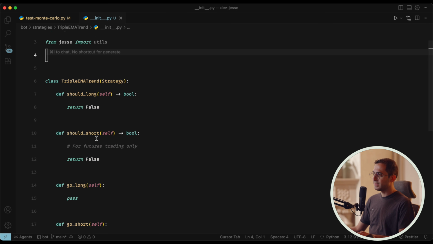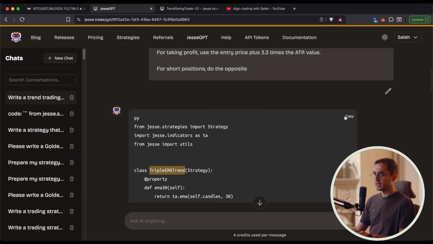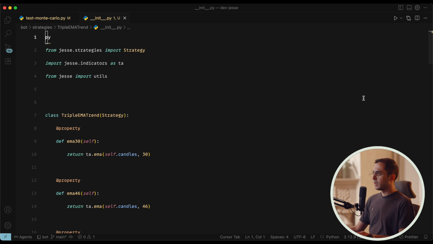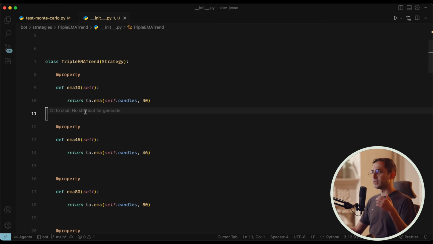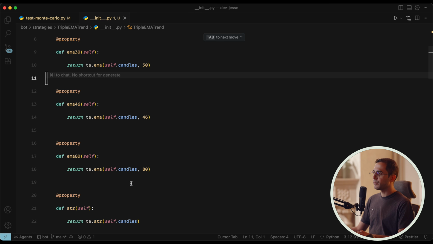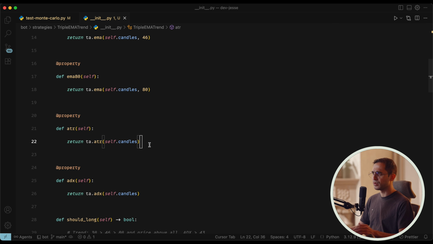All right, so you see, this is the base strategy code that Jesse generated for us. So let's go back to JesseGPT and copy this whole thing and paste it here. Now let's give it a read. It defined a new property for EMA 30, and in it, it is simply returning ta.ema, which is the correct syntax within the Jesse framework for defining an indicator. It is passing the current candles by saying self.candles, and the period of it is 30. It defined another one for EMA 46, EMA 80, and then it defined the ATR, simply saying ta.atr and then passing the current candle. So you see, it is very easy to define indicators inside Jesse.